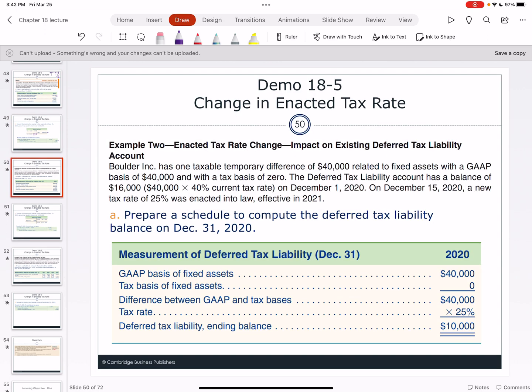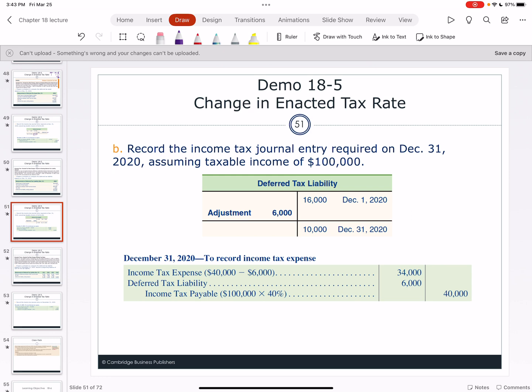Okay, let's do one more. Boulder has one taxable temporary difference of $40,000 related to a fixed asset with a GAAP basis of $40,000 and a tax basis of 0. So for tax, we've gone ahead and depreciated this whole thing. We need our DTL balance to be 25% of that difference in basis, the difference between the GAAP of $40,000, the tax of 0. Multiply it times the new tax rate, and we want the DTL to have an ending balance of 10. In my T account, I plug in the ending balance of 10 as well as the beginning balance of 16, and I know I've got this $6,000 adjustment to make.